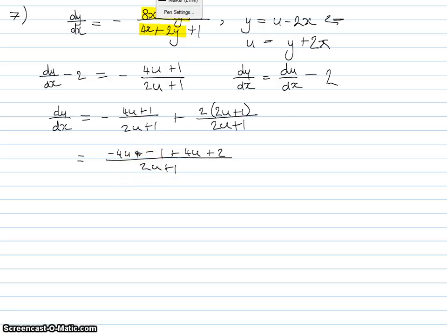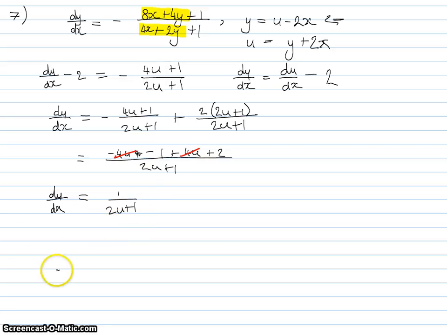So again, it's fairly easy from this to see what's going to happen. This will cancel, this will cancel, this and these two. 2 minus 1, well, that's going to give me 1 over 2u plus 1 is equal to du by dx. Well, we know what type of equation this is. This is our simple separable differential equation.